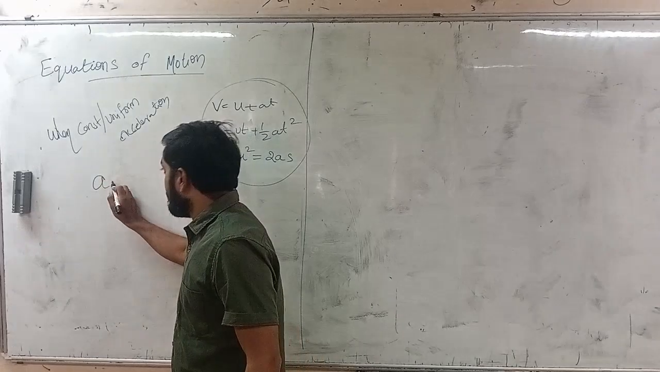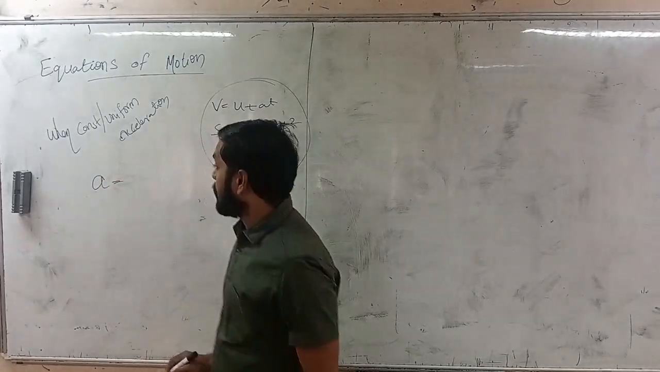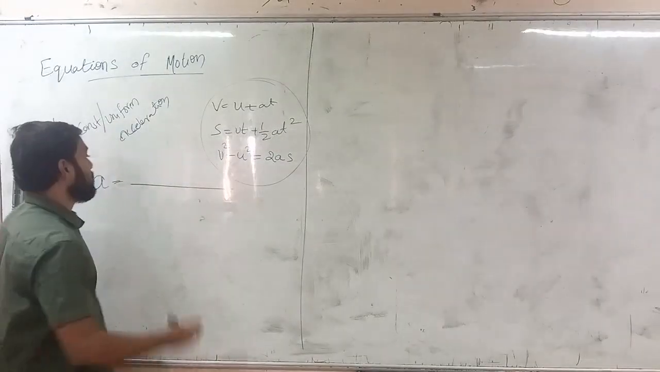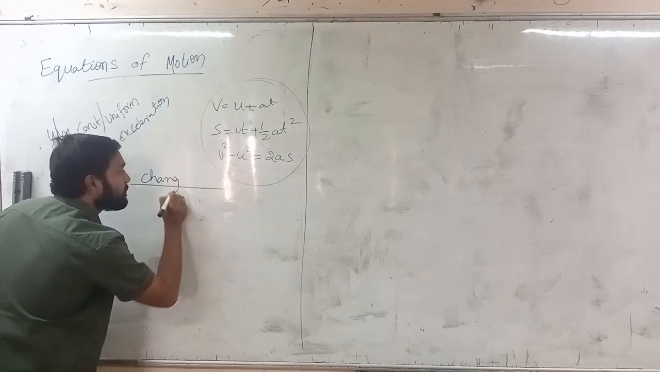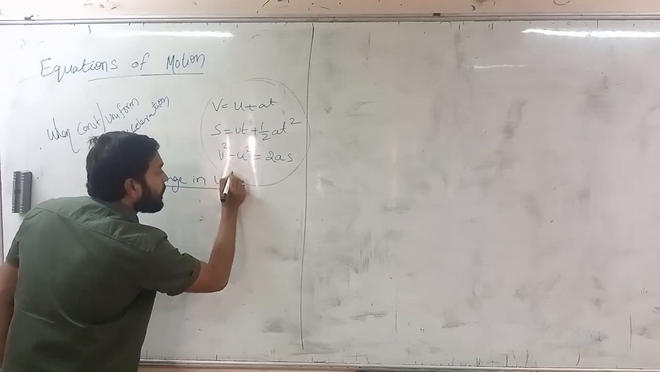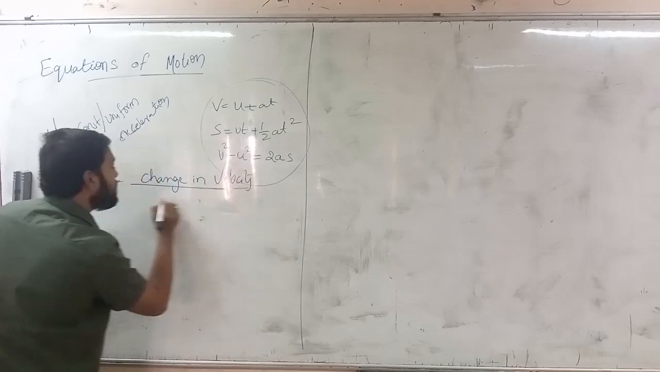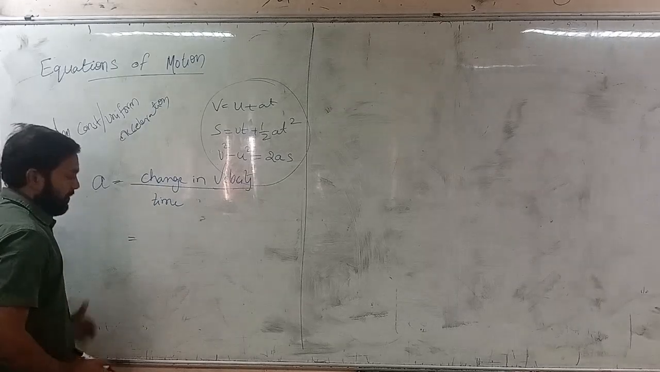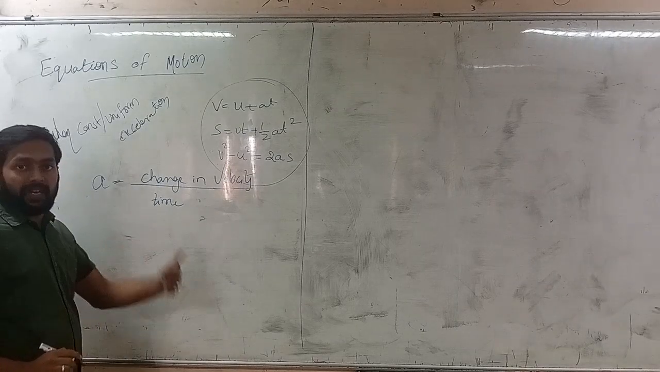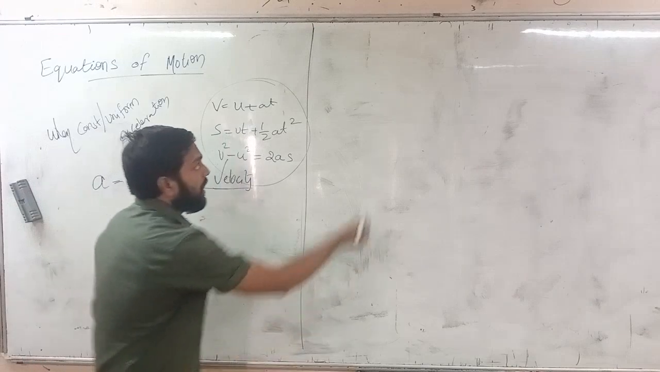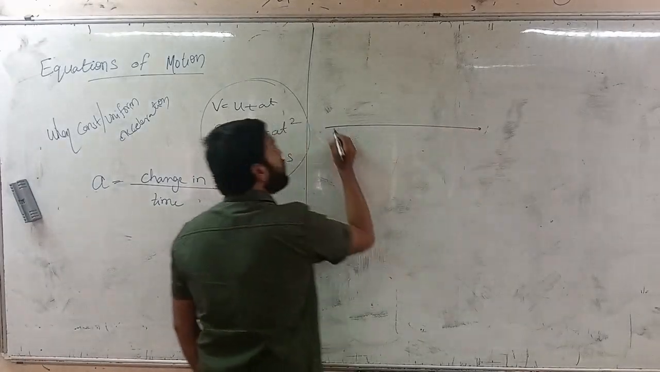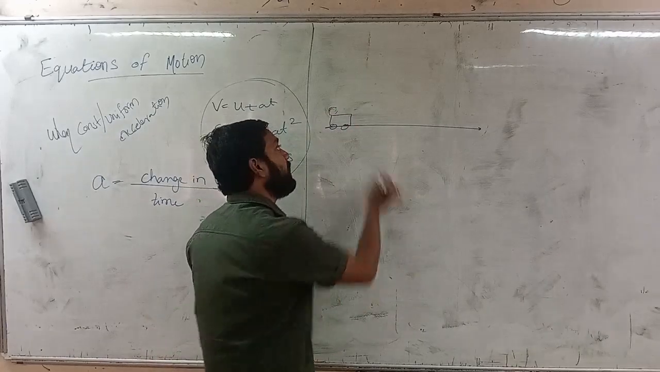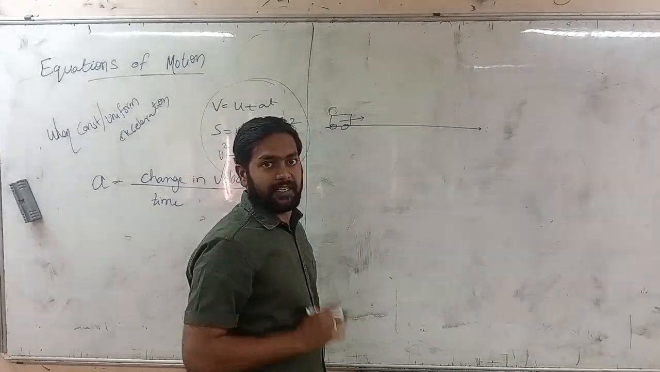We denote acceleration with a. So acceleration a is equal to the rate of change of velocity, that means change in velocity by time taken. Let's take an example. An object is moving with certain velocity. Let's take a car, moving with certain velocity.